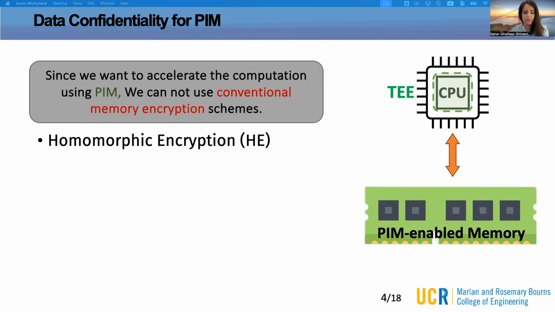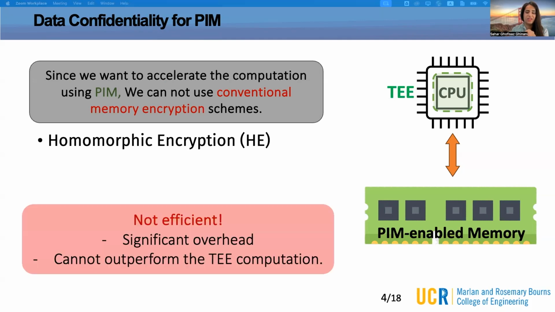It is true that HE enables computation over the ciphertext, but its high computational complexity and high bandwidth requirements result in a 3 orders of magnitude slowdown compared to an insecure CPU. So this definitely cancels out the benefits that we are getting from PIM.